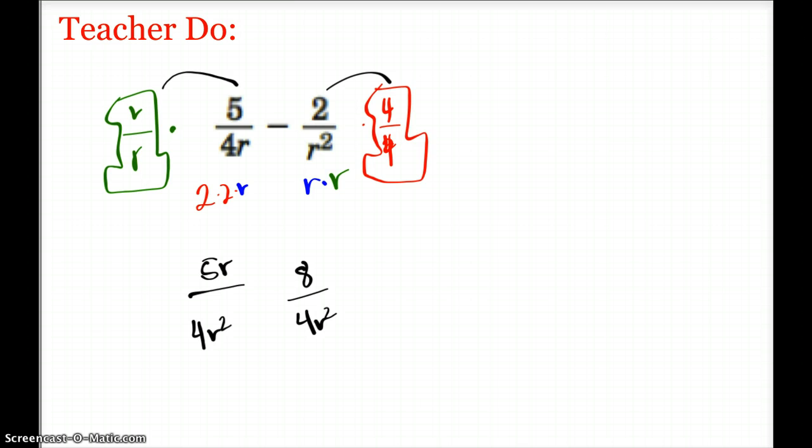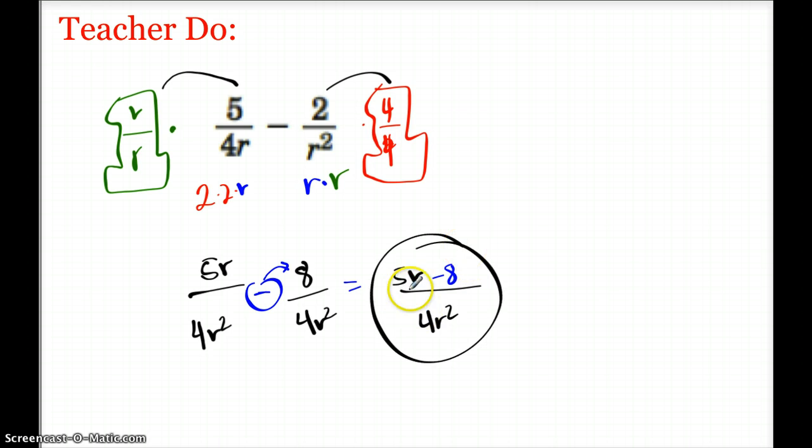Now this is the only part that changes. Instead of it being a plus, this is a minus. Now the minus only goes to everything after it. So I have a negative 8 and a positive 5r all over 4r squared. That's our answer because this does not factor. If it factored, I would try and cancel something out, but it doesn't.